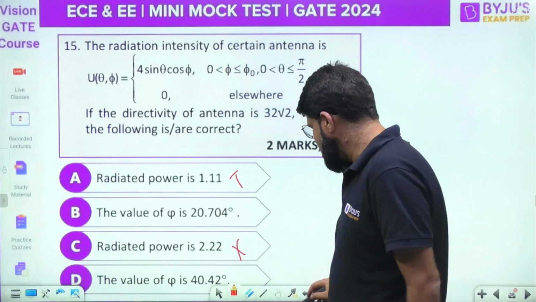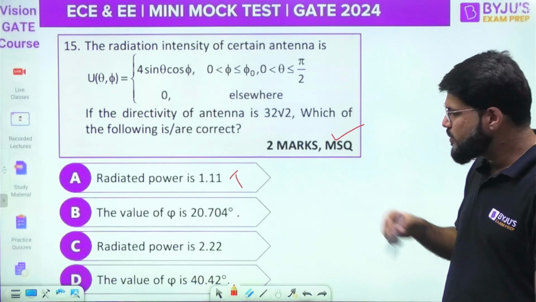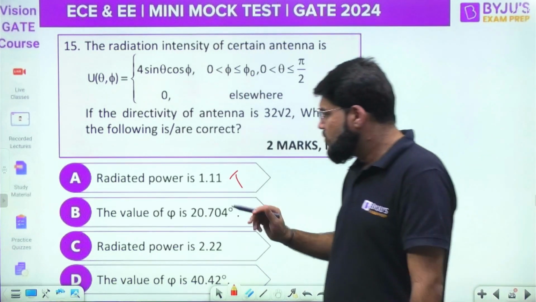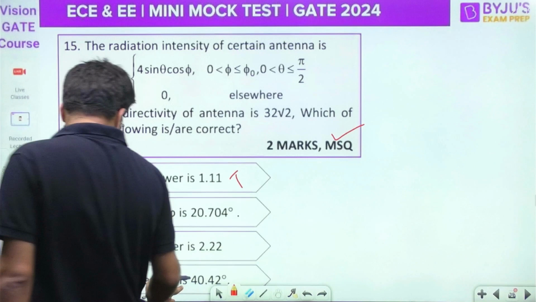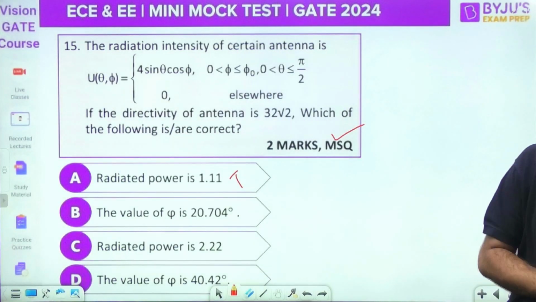And now what is the value of phi? If this was the only question, there should be one marker. But phi will involve some more detailed analysis. What is the value of phi? Whether 20.7 or 40.4 or none of them. Okay, yeah, none of them. We will have to check this here.